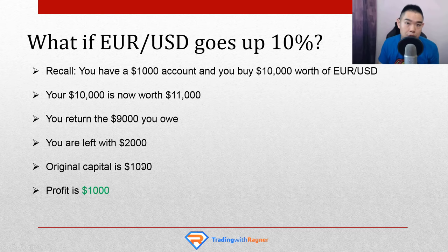When you are trading in the Forex market, the stock market, or any of the financial markets, there are always two prices. Number one, the bid. The bid is the price which you can sell at. And the ask, this is the price which you can buy at. This concept is the same as going to a money changer.